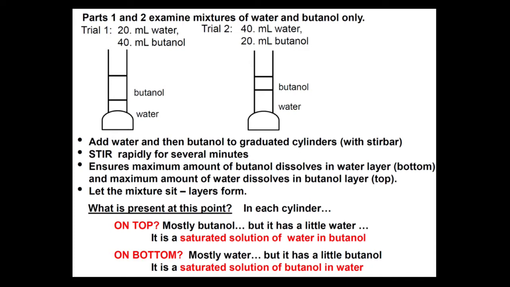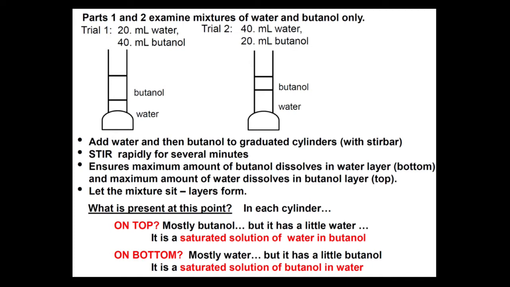But let's think about what's present at this point in this mixture, okay? After you mix it and let it settle, first of all, water is more dense, so it's going to be on the bottom. The top layer is mostly butanol, because not much water dissolves, but a little bit of water does dissolve in butanol. So there's a little water in that top layer. In fact, because you've stirred and stirred this, that top layer is a saturated solution of water in butanol. And the bottom layer has a little bit of butanol dissolved.